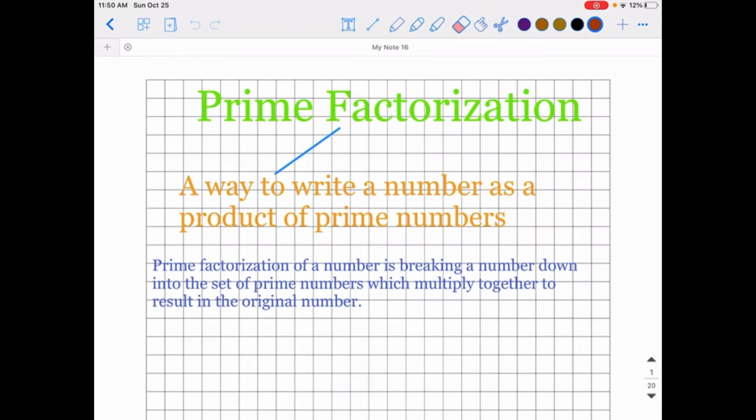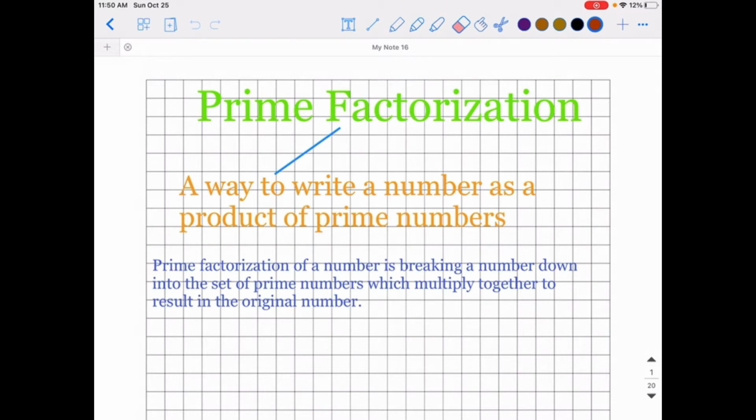In this video, we will talk about prime factorization. Prime factorization is a way to write a number as a product of prime numbers. What does that mean? This just means when you have to factorize a number to the point where the factors are only prime numbers. What does a prime number mean?